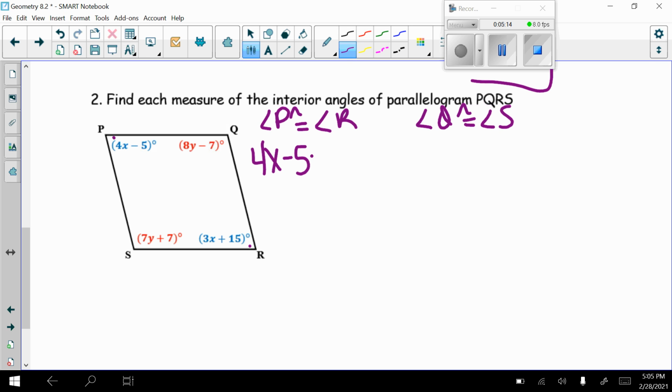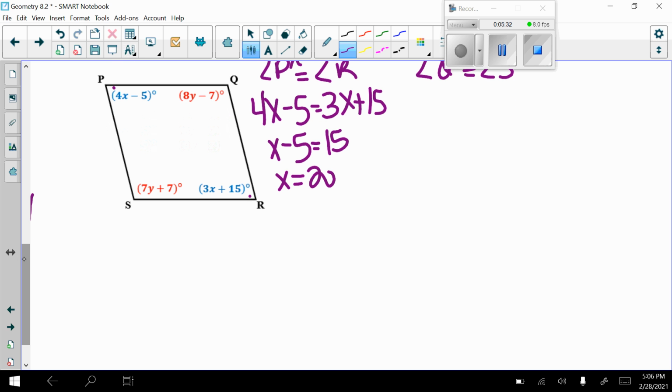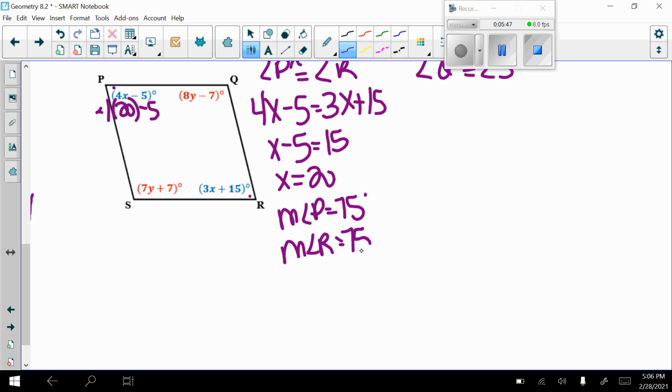So 4x minus 5 equals 3x plus 15. All of our x's on the same side, so when I subtract 3x, I get x minus 5 equals 15. Add 5, I get x equals 20. But again, it asked me to find each measure, so I need to plug that back in. So if I plug 20 in, again, it doesn't matter if I plug it into P or Q. If I plug it in up here, 4 times 20 minus 5. So I get the measure of angle P is equal to 75 degrees. Then the measure of angle R is also equal to 75 degrees. So now I want to do angle Q and angle S. So 8y minus 7 equals 7y plus 7.